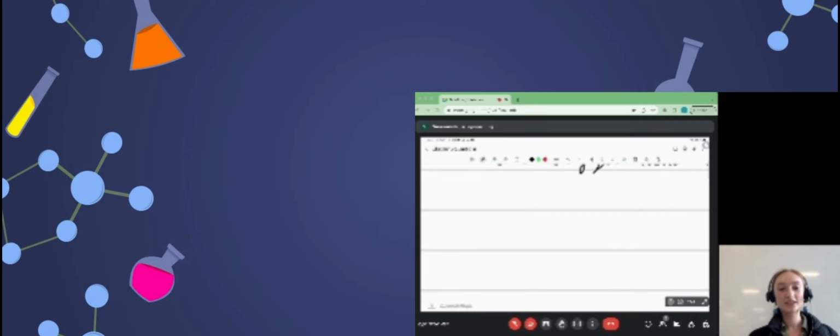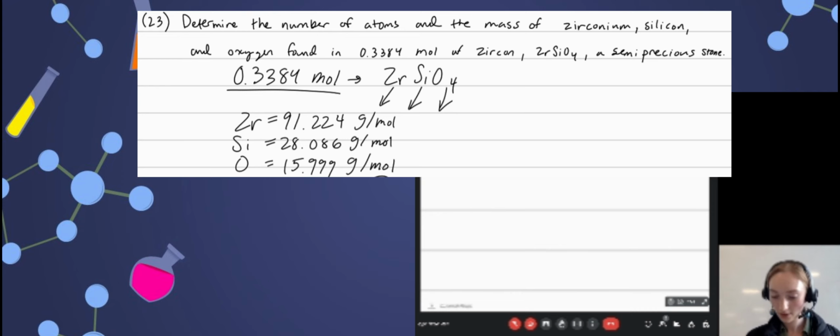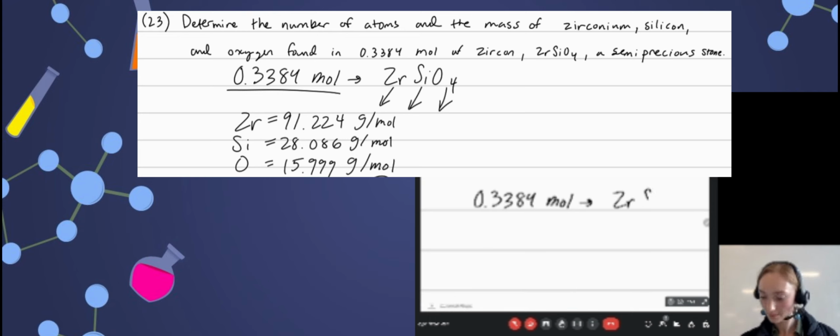Yeah, so the question is, determine the number of atoms and the mass of zirconium, silicon, and oxygen found in 0.3384 mole of zirconium silicon oxide, a semi-precious stone. So we're working with this compound here. So since we're working with this amount of stuff of the semi-precious stone, we're going to find the molar mass of each one of these, similarly to what we did in the last problem.